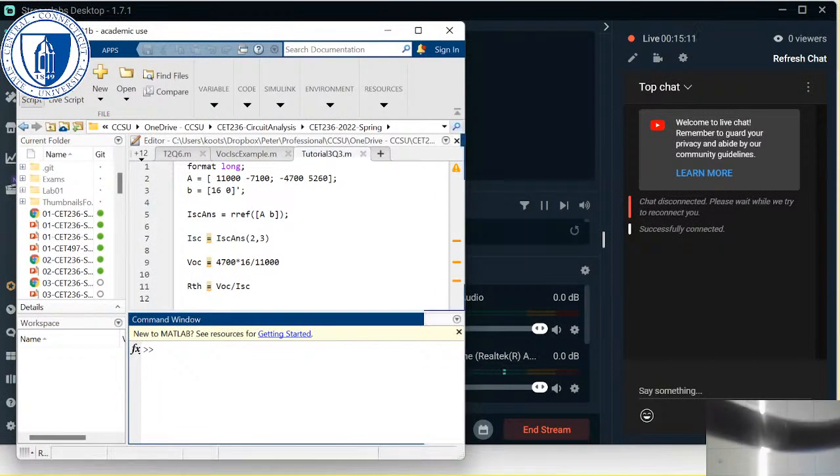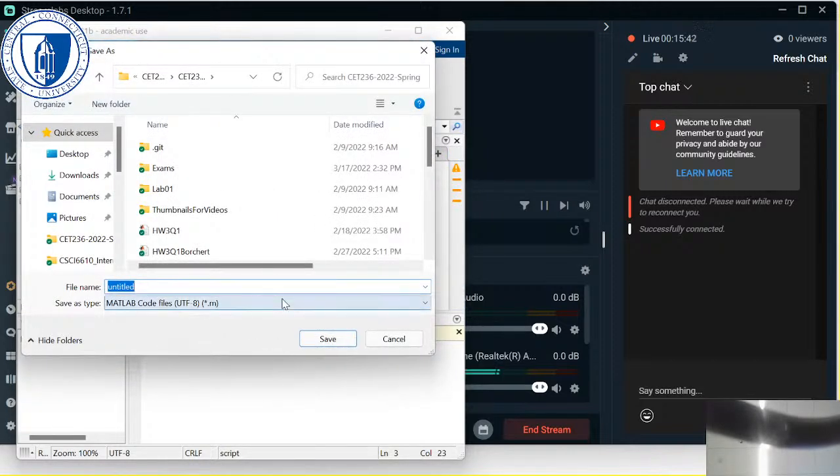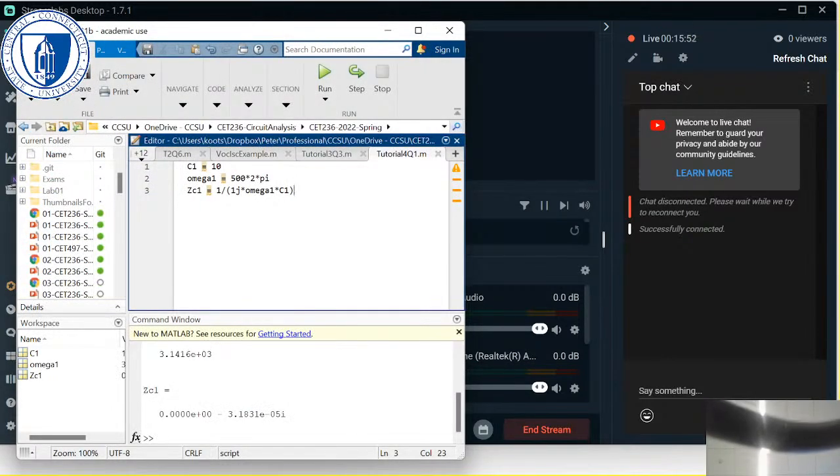Right, so let's do a new script. C1 is 10 farads. Omega 1 is 500 hertz times 2 times pi, and ZC1 is going to be 1 on j omega 1 C1. And let's call this tutorial Q1. Right, so first thing is it's going to be negative.